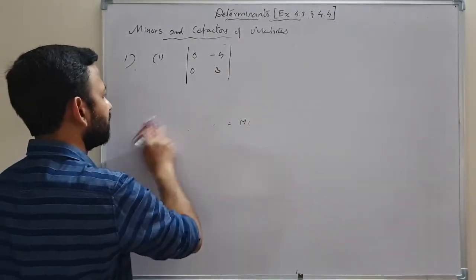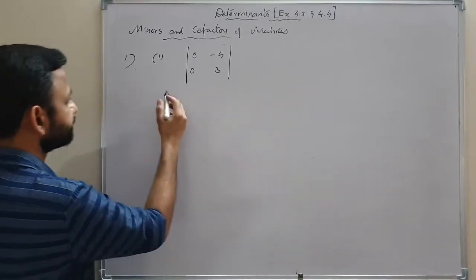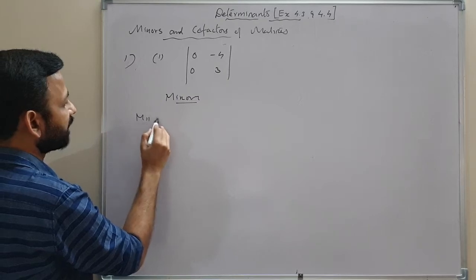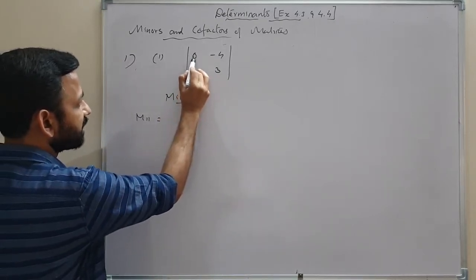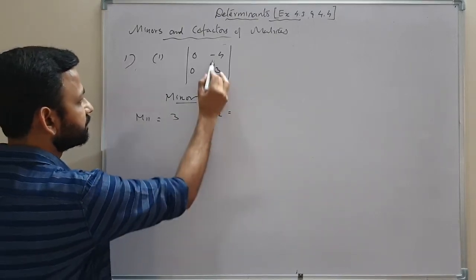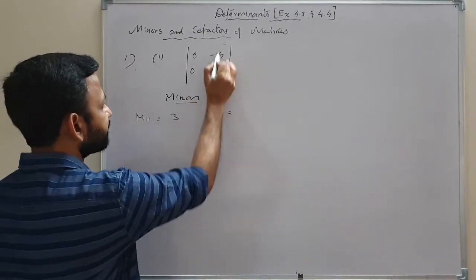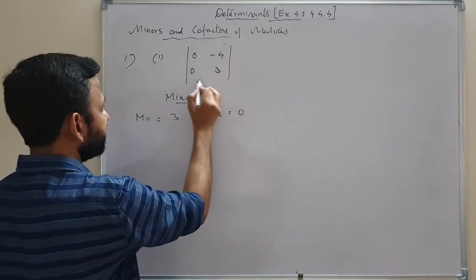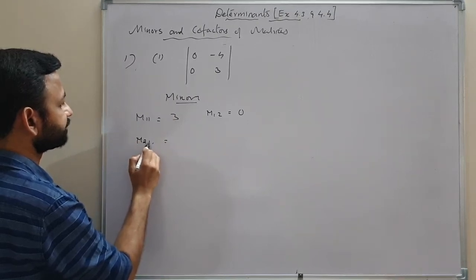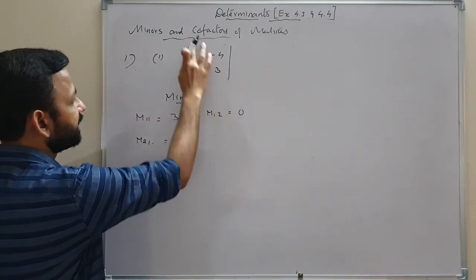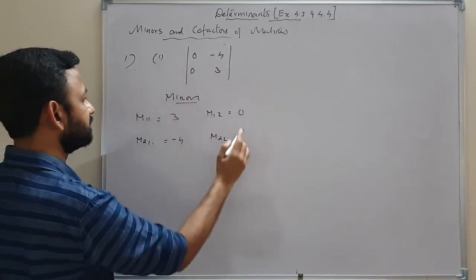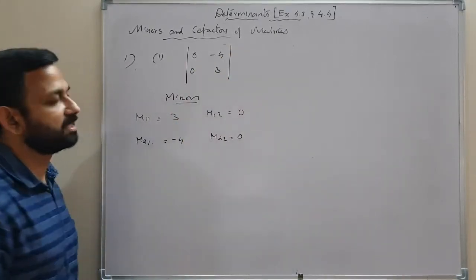Now I need to write a minor of this one. Now we are going to find the minors. Then M11, minor of first element, M11, answer 3. Then M12 means the first row, second element, 0, deleting 0. Then M21, second row, first element, deleting -4. M22, second row, second element, 0. So these are the minors.